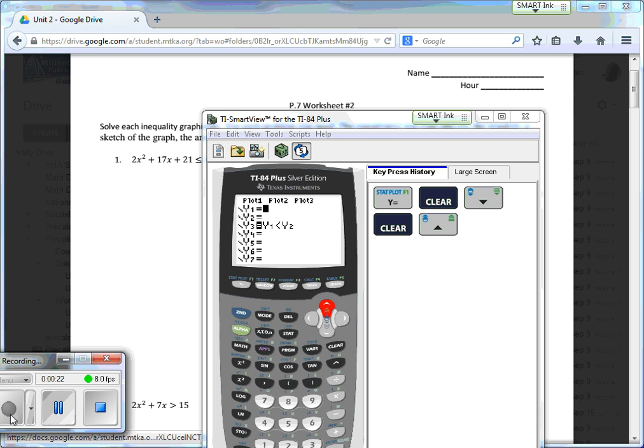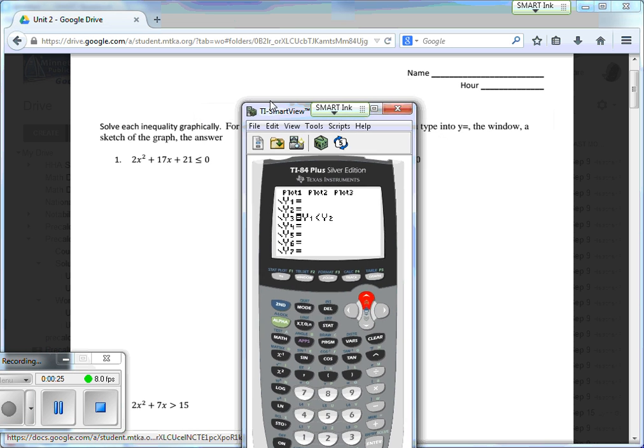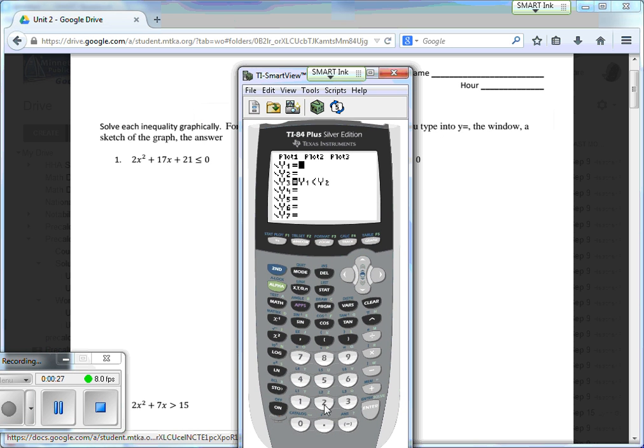Okay, got my calculator up here, and I'm going to be doing number 1. I'm just going to type in 2x squared plus 17x plus 21. And then it says equals 0. I always get confused on this kind. Do you have to put in the 0? No. Can you put in the 0? Yes. Now on this kind of problem, I would put in the 0, all right? Equals 0. Because if you're going to try to say y1 is less than y2, if you don't tell it what y2 is, it's not going to work, right?